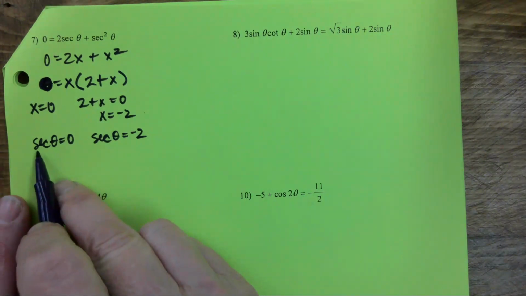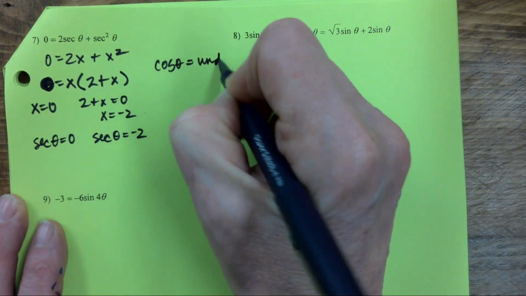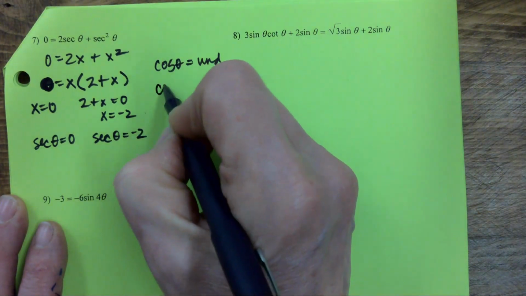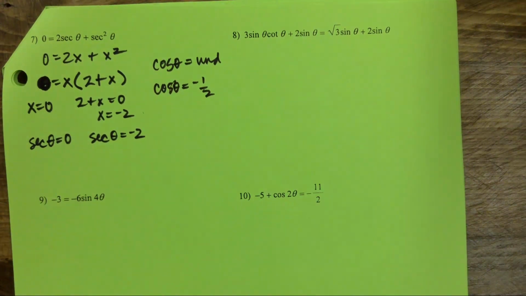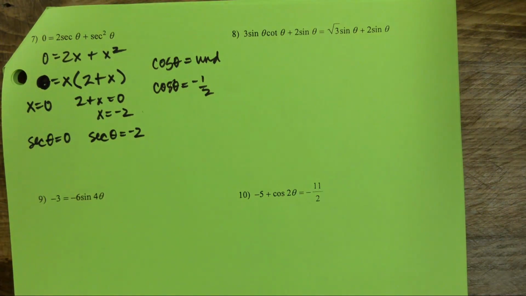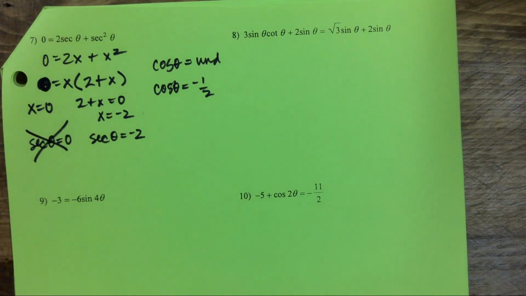So the reciprocal of the cosine, I want to look for when the cosine is undefined and when the cosine is negative 1/2. When is the cosine undefined? Think of a cosine graph. Are there any asymptotes in a cosine graph? Is it ever undefined? No. If there are no asymptotes, it's never undefined. This will never happen, therefore we can ignore that. Okay?